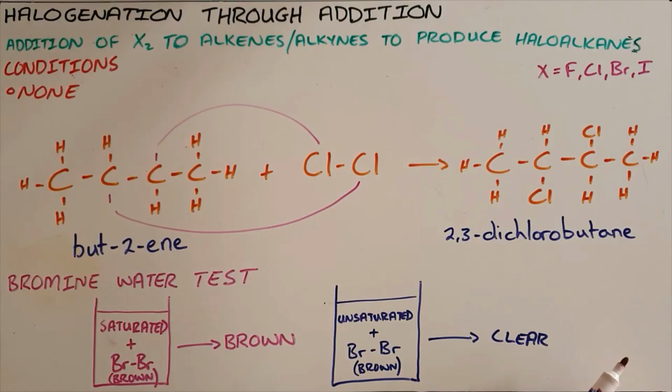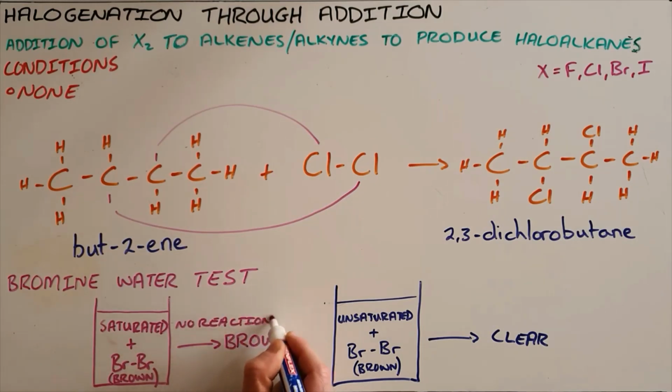One of the common applications of this type of reaction is known as the bromine water test, where bromine is a brownish color, and so when we add bromine water to a saturated compound, being a compound that does not contain double bonds, there is no reaction, and because there is no reaction, the water would remain a brownish color.